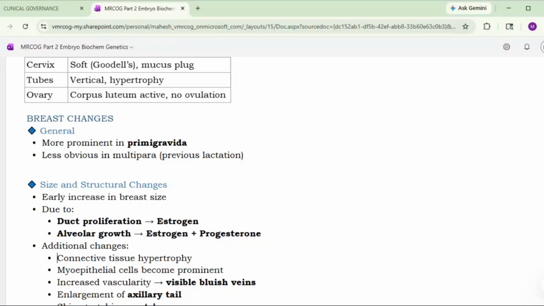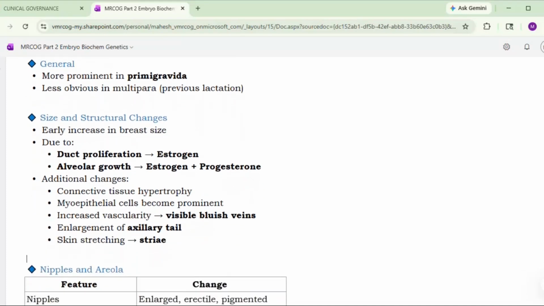Then size and structural changes, early increase in the breast size is seen, and this is mainly because of the estrogen and progesterone hormone. Under the influence of estrogen, the duct will proliferate. This you should remember. What is the effect on the duct and what is the effect on the alveoli? Okay, so the duct will proliferate under the influence of estrogen, and alveoli growth is under the influence of both estrogen as well as progesterone. Okay, so there are additional changes which are happening in the connective tissue, which shows the hypertrophy. Myoepithelial cells will become prominent. There is increased vascularity.